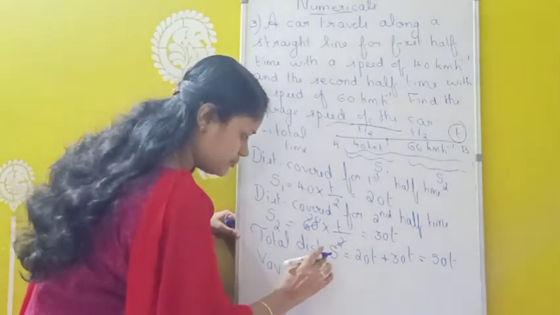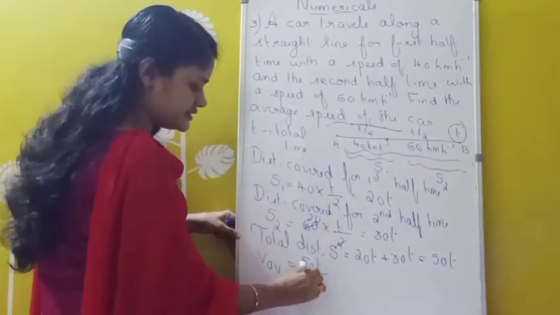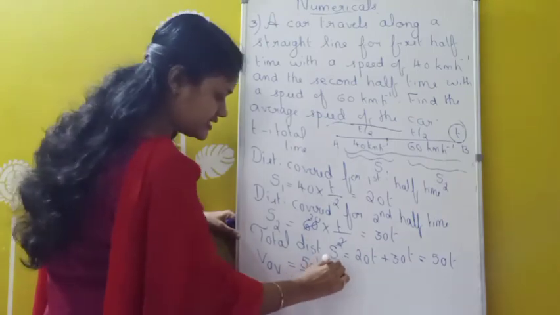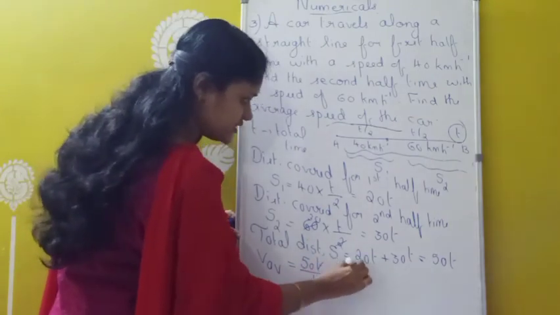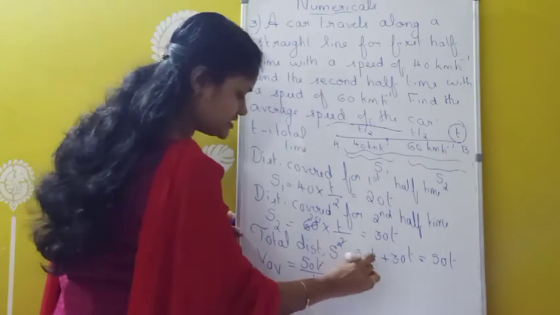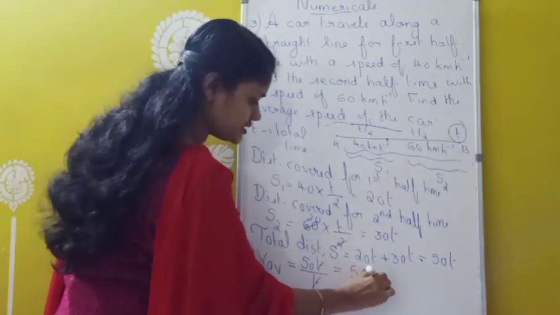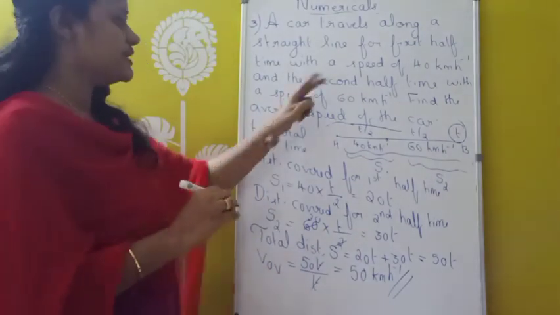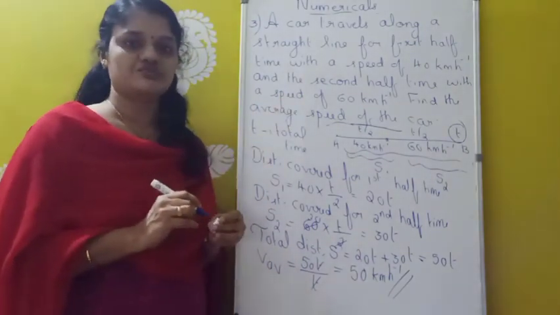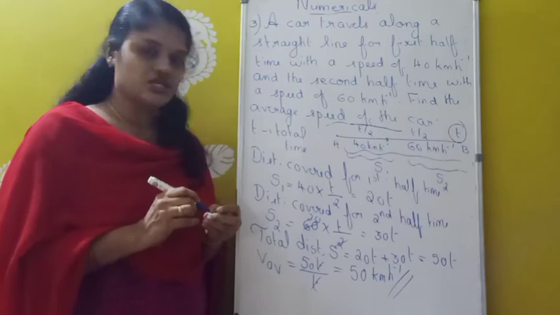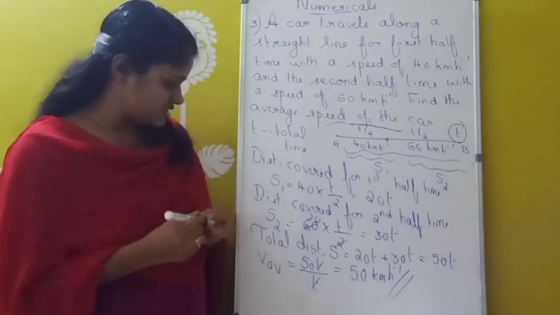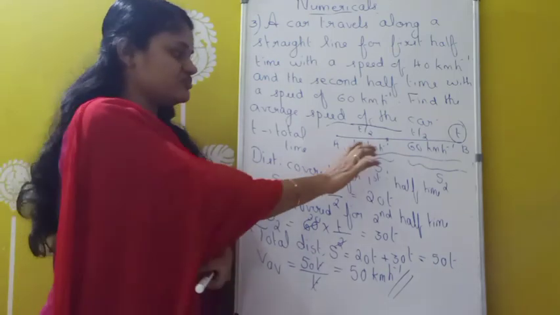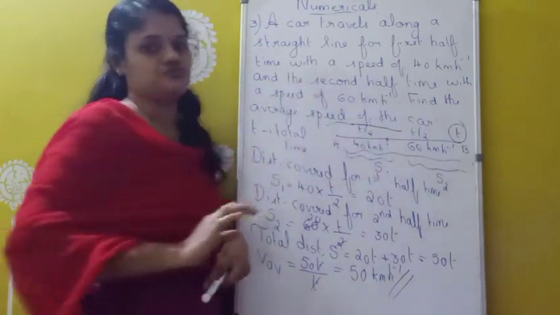50T divided by, what is the total time here? T. So T cancels, and remaining we have 50. What is the unit here? Kilometer per hour. So 50 kilometer per hour is the average speed of this car. Okay, so the average speed formula is total distance by total time. So here the total time is taken as t, and the total distance we are finding by splitting into 2.